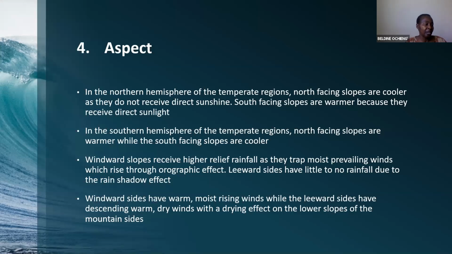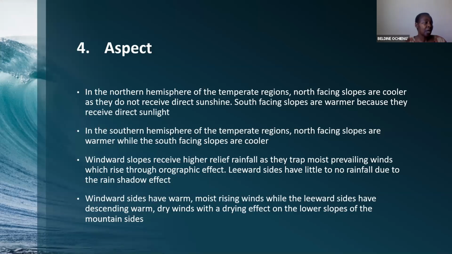That one is okay with all of us, but the first two, if one is not very keen, can easily confuse. The last one, windward sides have warm, moist, rising winds, while the leeward sides have descending, warm, dry winds with a drying effect on the lower slopes of the mountain sides. So all this is under aspects.